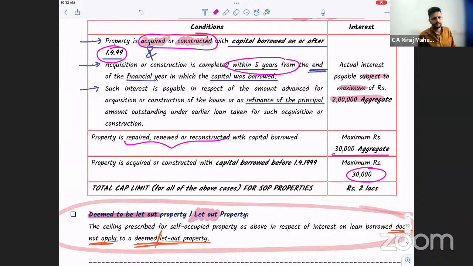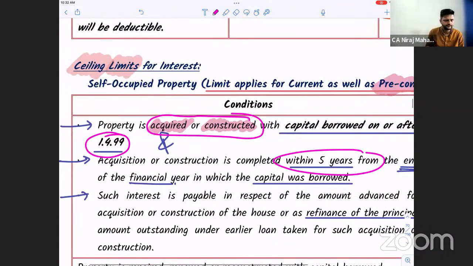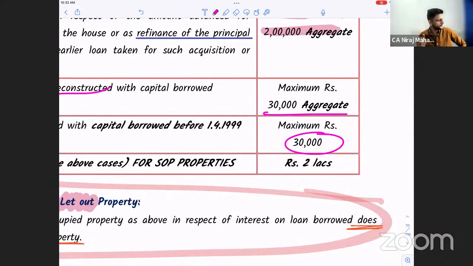In simple terms, whatever conditions are mentioned here for 2 lakh rupees, if even one condition is not satisfied, then your ceiling limit becomes 30,000. We are not saying you will not be allowed interest. You will be allowed interest deduction, but the limit will then be 30,000 rupees.